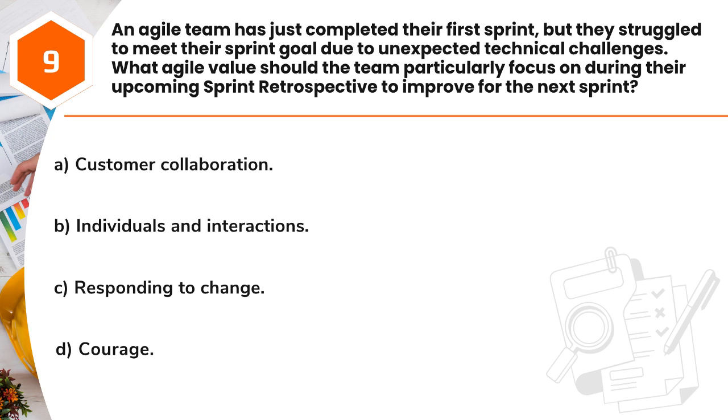Question 9. An Agile team has just completed their first sprint, but they struggled to meet their sprint goal due to unexpected technical challenges. What Agile value should the team particularly focus on during their upcoming sprint retrospective to improve for the next sprint? A. Customer collaboration. B. Individuals and interactions. C. Responding to change. D. Courage.